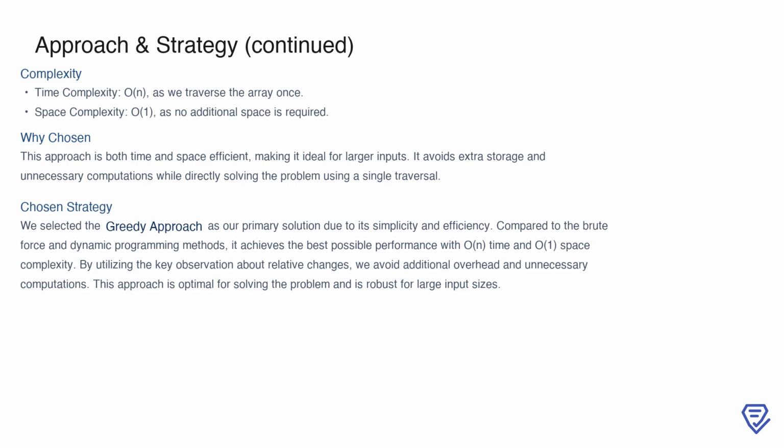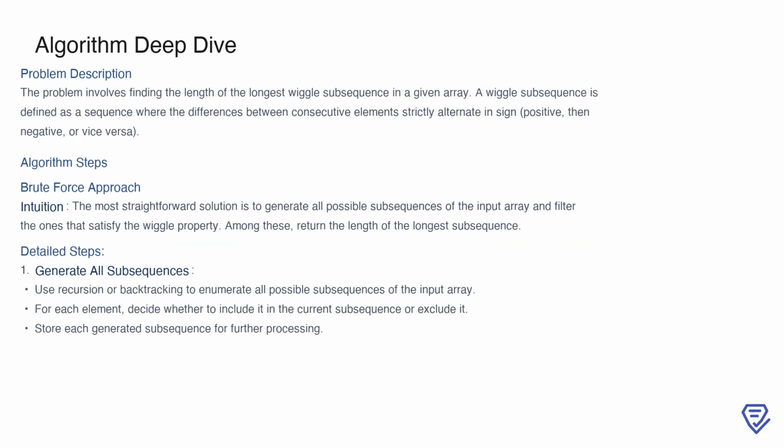It combines simplicity with performance, ensuring optimal results for all input sizes while maintaining clarity and robustness. This makes it the most practical and effective solution for the wiggle subsequence problem. The problem we're tackling here is to find the length of the longest wiggle subsequence in a given array. A wiggle subsequence is a sequence where the differences between consecutive elements strictly alternate in sign. For example, if the first difference is positive, the next one must be negative, and so on.